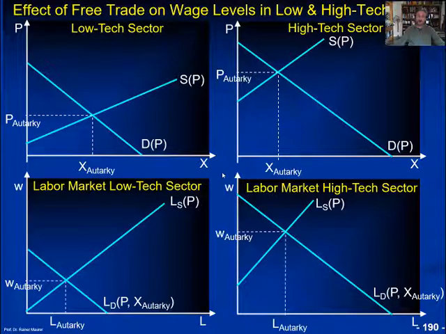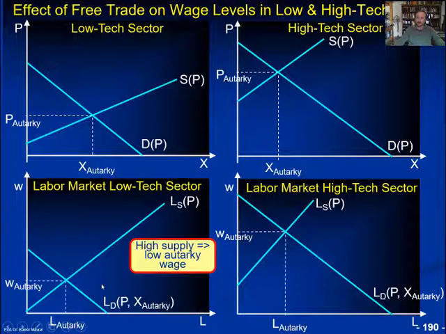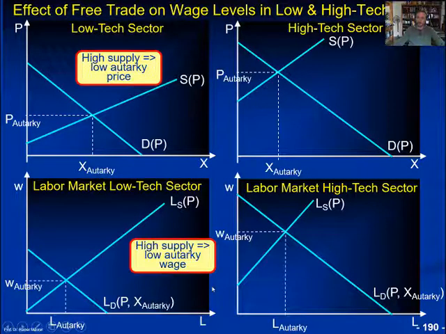This is the initial situation before the introduction of international trade. To summarize, we have a high supply of labor in the low-tech sector, so the autarky wages on the labor market in the low-tech sector are low. As a result, production costs are low, so we have a high supply on the goods market in the low-tech sector, such that the autarky prices are relatively low.